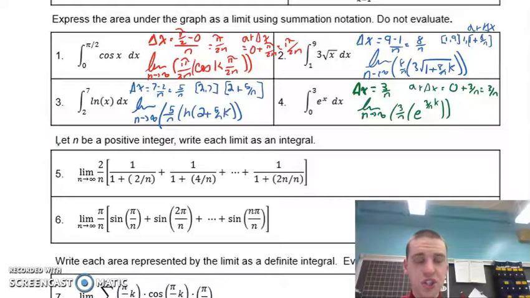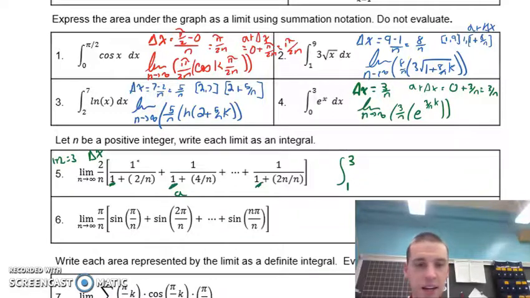So now we're going to kind of switch gears and we're going to go backwards here. Let n be a positive integer and write each one as an integral. So now we want to figure out what the bounds are, what the function is, and then how to finish it off. So if we look here, the bounds, this is going to give us our a value. So I know that we're going to start at 1. Then I know that the change, delta x, was 2. So I know that 1 plus 2 equals 3. So I know we're going to go from 1 to 3.